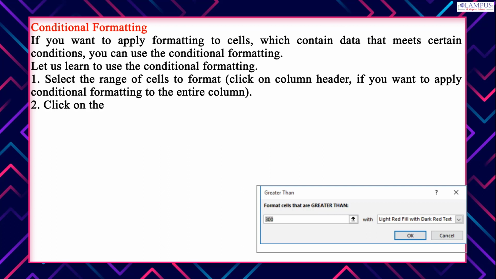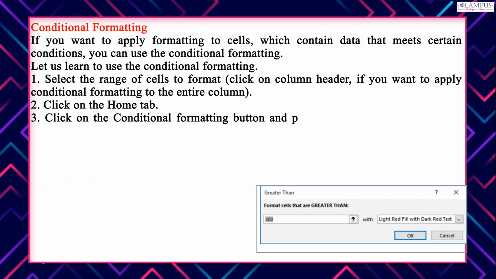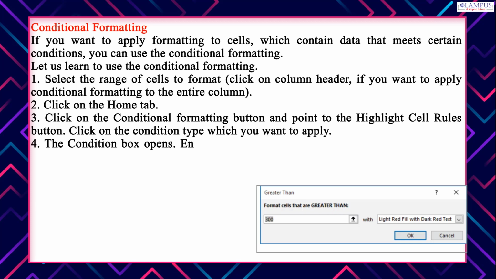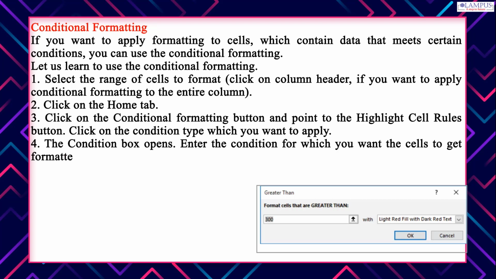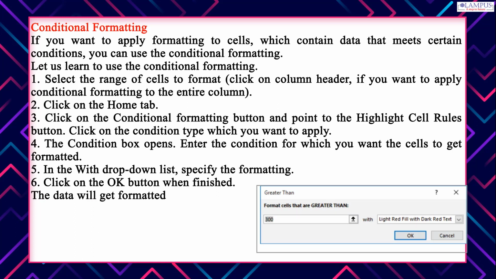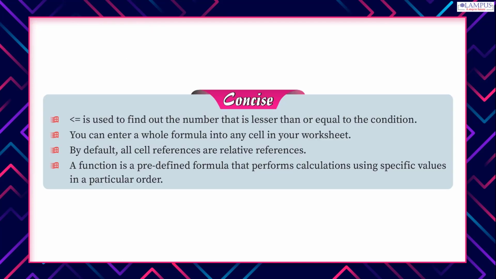2. Click on the Home tab. 3. Click on the Conditional Formatting button and point to the Highlight Cell Rules button. Click on the condition type which you want to apply. 4. The condition box opens. Enter the condition for which you want the cells to get formatted. 5. In the With drop-down list, specify the formatting. 6. Click on the OK button when finished. The data will get formatted as specified in the selected range of cells.